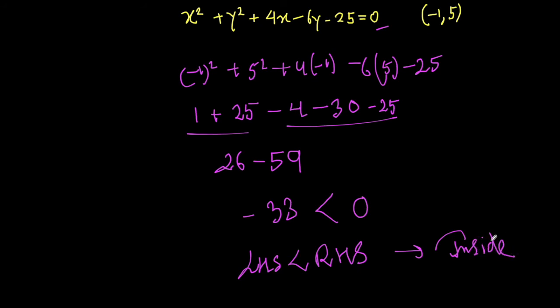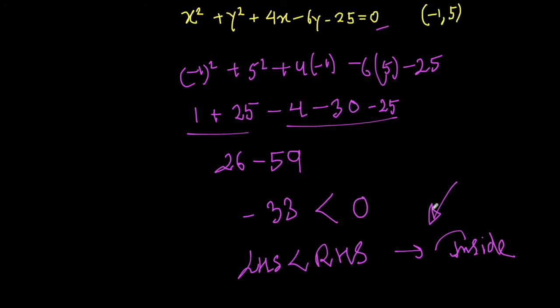Okay, hope that's clear to you. So I have taken an example for all the three conditions: inside, outside, and on the circle. If your LHS is greater than RHS, the point is outside; if LHS is equal to RHS, it is on the circle; and if LHS is lesser than RHS, which is this condition, then the point is inside the circle.